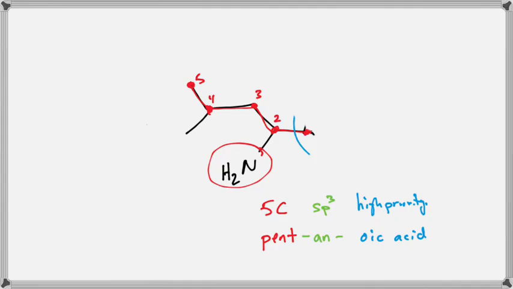What's your longest carbon chain? 5. If you started your numbering where the highest priority functional group was, the nitrogen, you don't have a 5 carbon chain anymore. You have a 4. Okay, does that make sense? The numbering we've outlined is correct, because it puts the amine at the lowest number depending on our numbering system. Does that make sense?